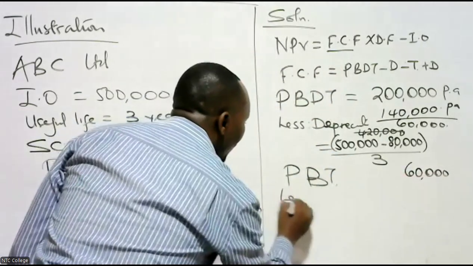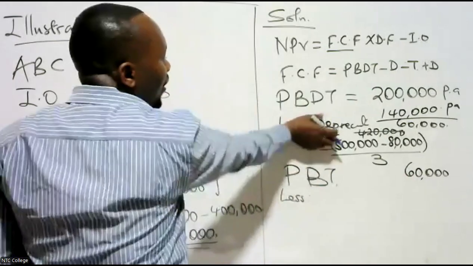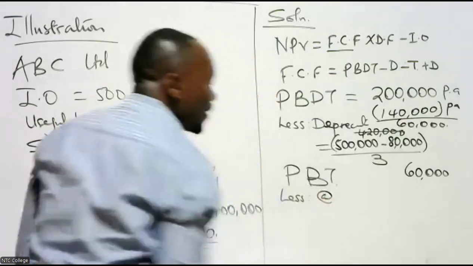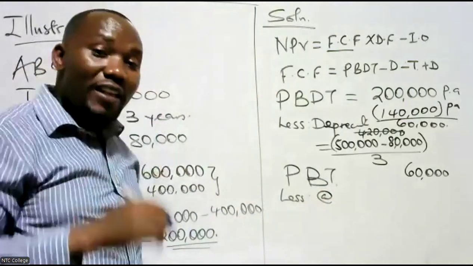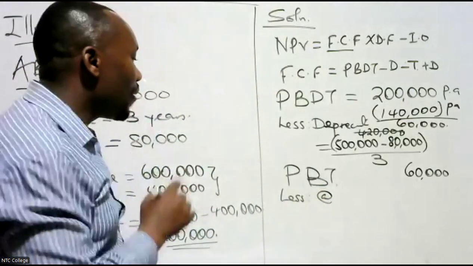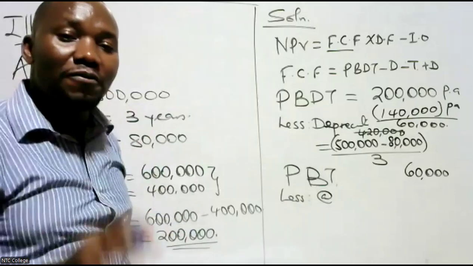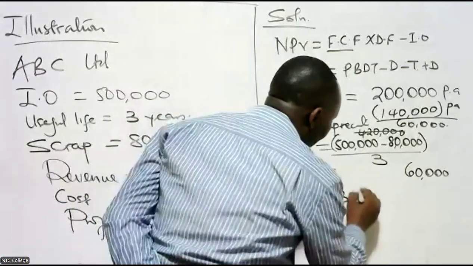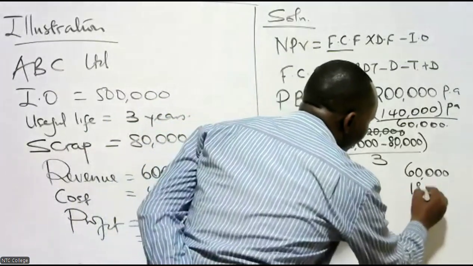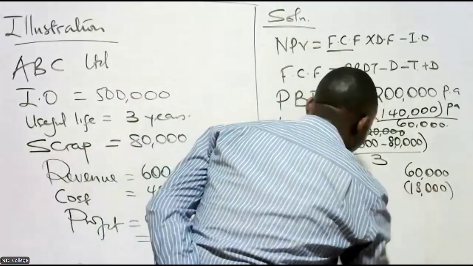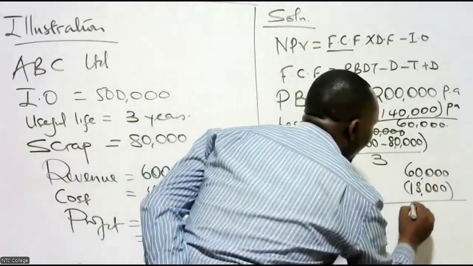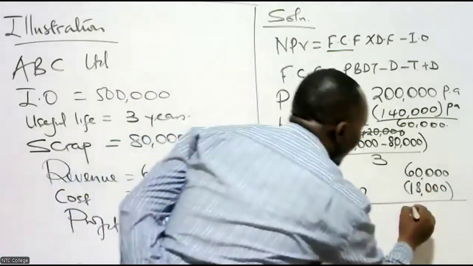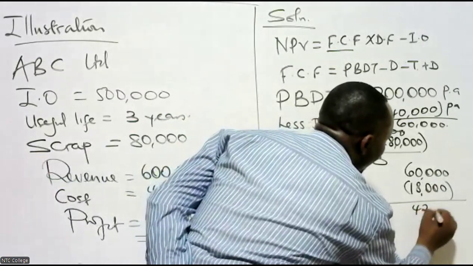Now, you less tax. You can now tax this. Don't tax it when depreciation has not been deducted. Deduct first. You now tax at 30%. Use the rate that the examiner has given you. Don't use the Kenya corporate tax rate. Use the one that the examiner will give you. It can be 40, 25, or even 20. We are given 30. So 30% is 18,000. So your profit after tax is now 42,000.